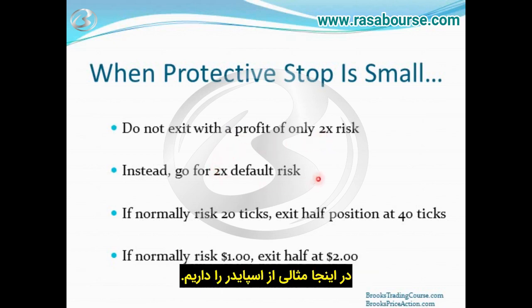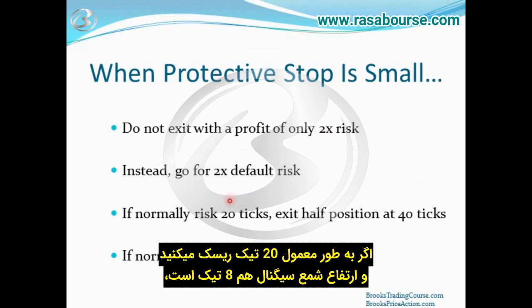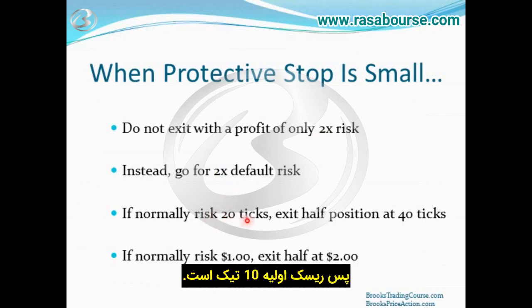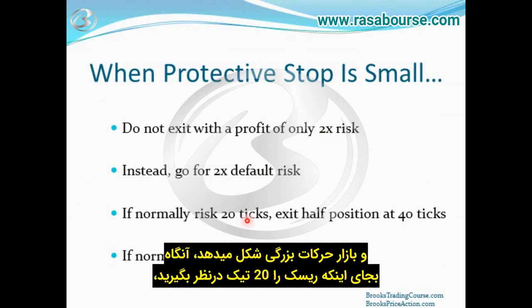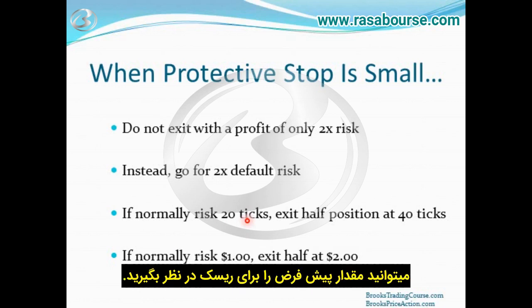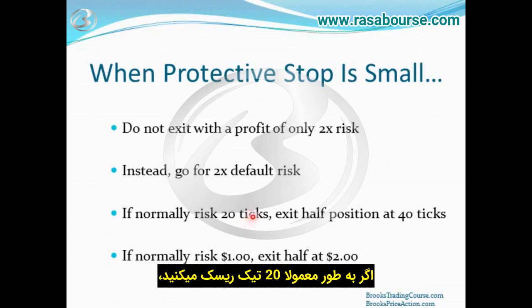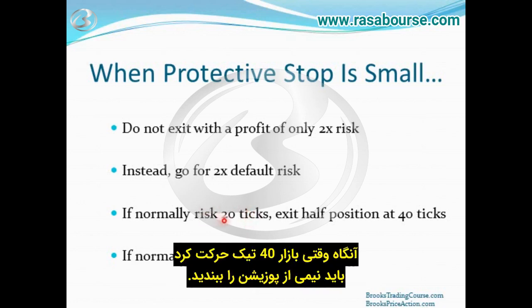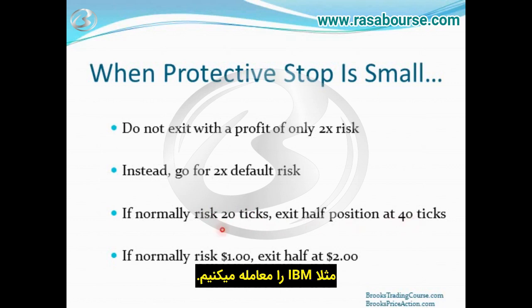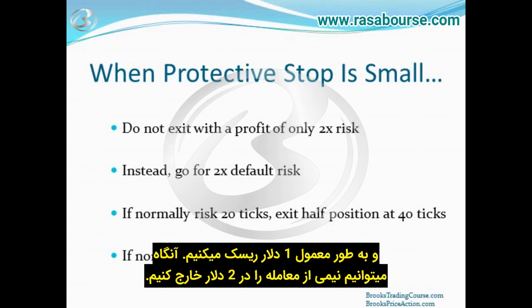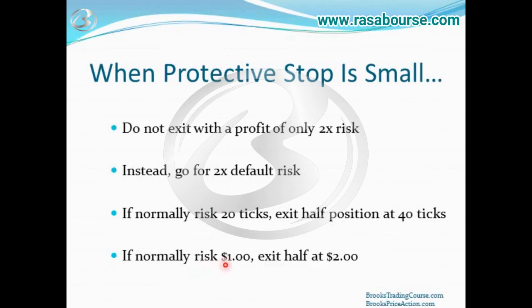Here's an example for the Spider. If you normally risk 20 ticks and the actual signal bar height is 8 ticks tall, so your actual initial risk is only 10 ticks, and the market's moving in a big way, instead of going for 20 ticks, you may go for twice your normal default risk. If you normally risk 20 ticks on a trade, try to exit half at 40 ticks, twice your default risk. If you're trading another stock like IBM, for example, and you normally risk $1, you could exit half at $2.